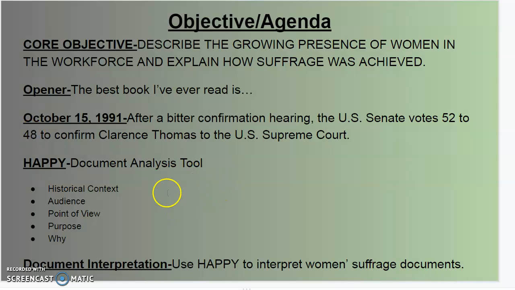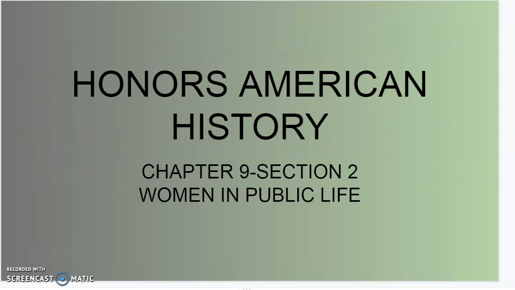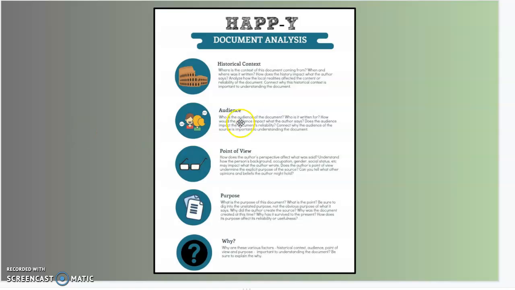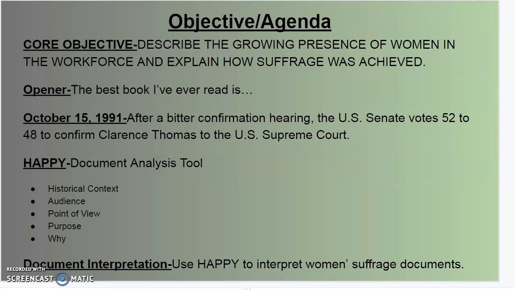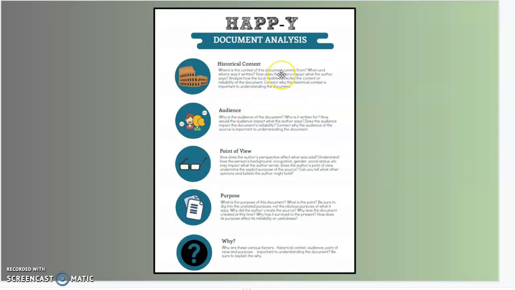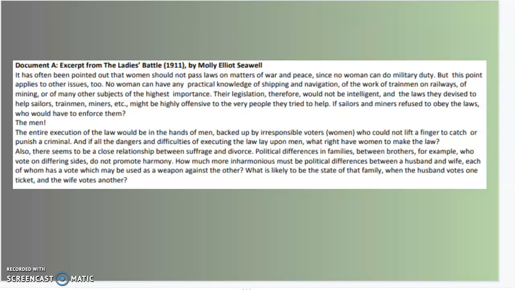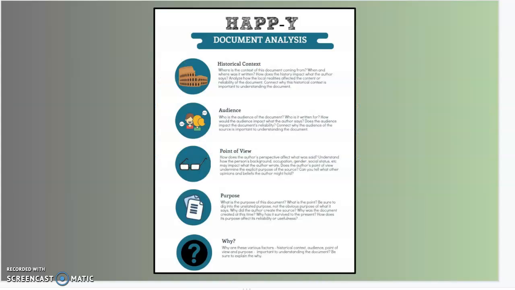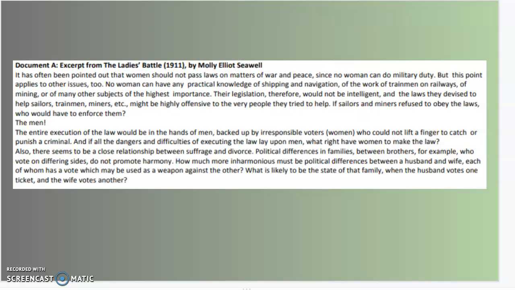So I introduced what HAPPY was. H stands for historical context, A for audience. You might want to go right back to this lesson, Chapter 9, Section 2, and review this material. But A stands for audience, P for point of view, P for purpose, and then Y, like broader significance. And there's more detailed information here. Everybody did A. So all you have to do is like H. All right, well, what is the historical context of document A? A, what is the audience? And it literally only needs to be one sentence for each.